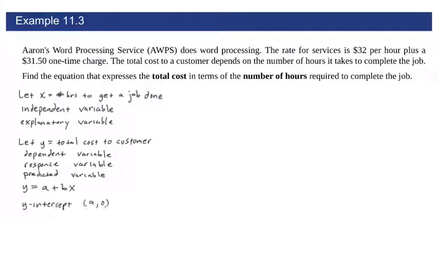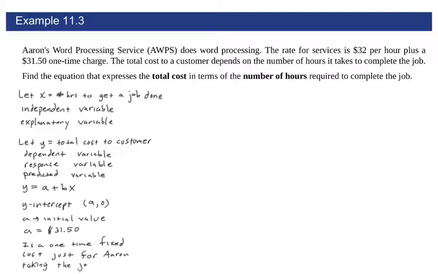And so we're going to start off with the equation y equals a plus bx, where our y-intercept, again, is (0, a). I had that swapped around before. It should actually be (0, a). There we go. And a is our initial value. So a is 31.50. So it's a one-time fixed cost just for Aaron taking the job, right? So just for looking at it. So that's going to be our y-intercept there. So that's the interpretation of it, the initial value that we have.